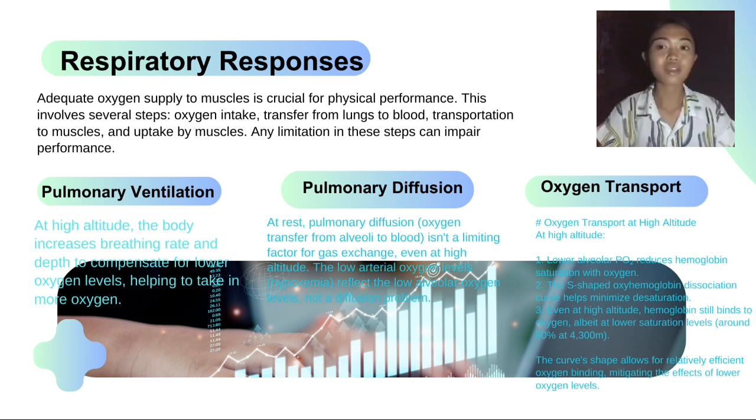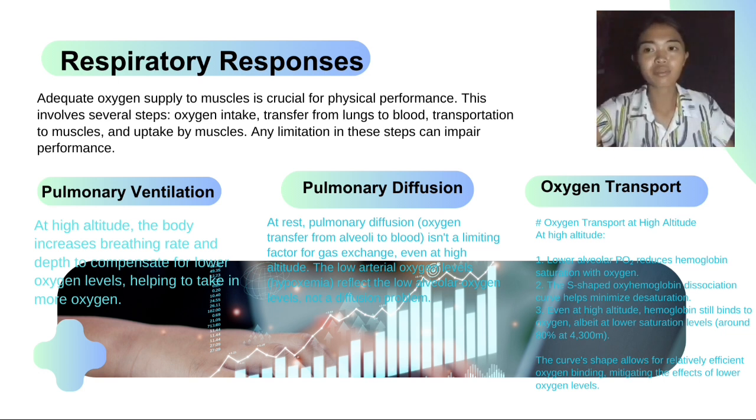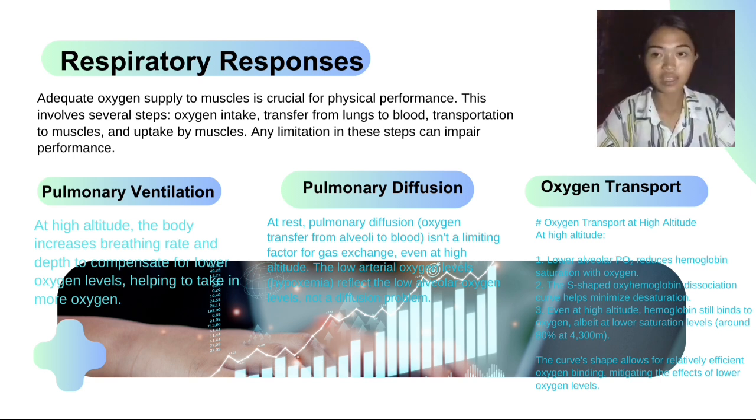If there's a problem at any stage of getting oxygen into the body and to the muscles, like at high altitude, it can negatively impact physical performance. So the next is pulmonary ventilation. At high altitude, the body increases breathing rate and depth to compensate for lower oxygen levels, helping to take in more oxygen.